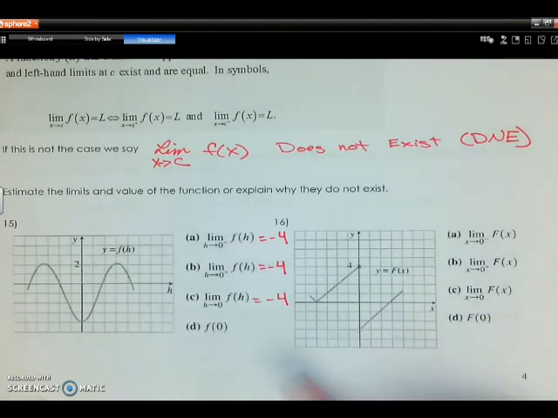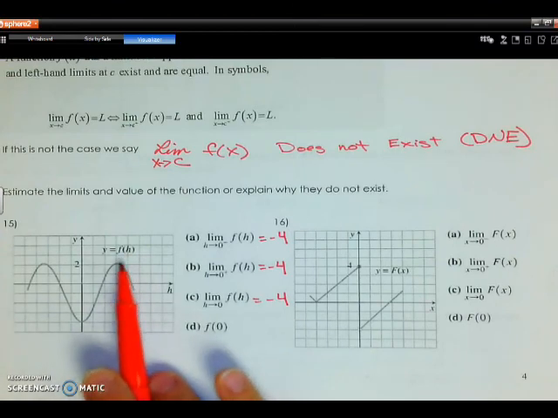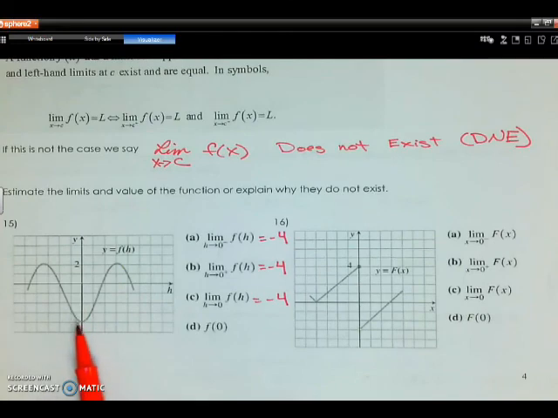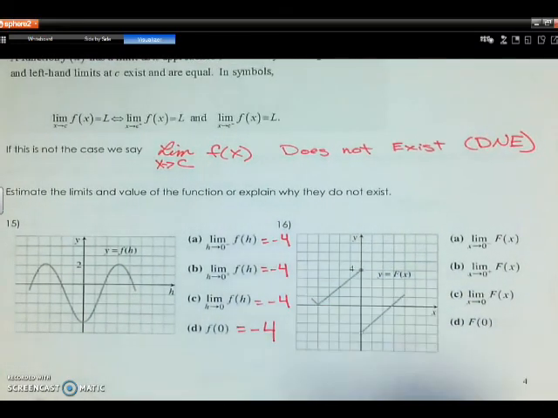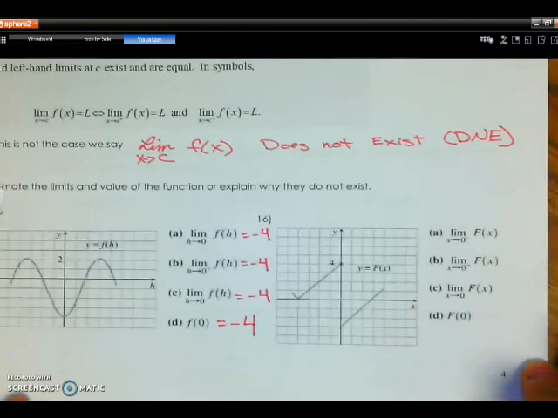Now, what we have here is asking you to evaluate. So notice there's no limit, it's just asking you to evaluate. That's saying what happens if you plug in h equals 0. So if I plug in h equals 0, I am at -4 still. So this is what we call kind of the trivial case, where all the answers happen to be the same thing. When we take a look at number 16, that is not going to be the case.